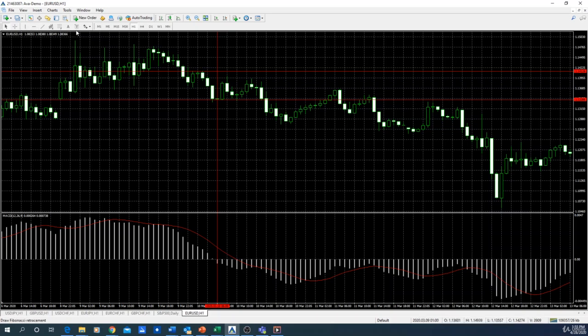And our take profit, we want a take profit of 2 for 1. So in this case, we have 71 pips if we lose. So we need to have 140 pips if we win. So it's going to be somewhere around here.